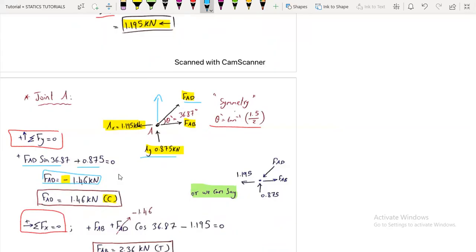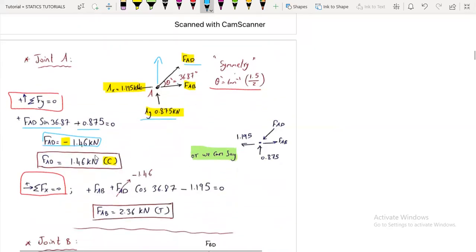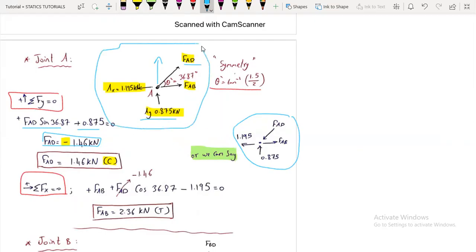Now, it's up to you. Whenever you get a negative sign, you can redraw the forces at the joint, or you can simply deal with this free body diagram of joint A, but instead of putting 1.46, put the minus sign. So it's up to the student which procedure he prefers.